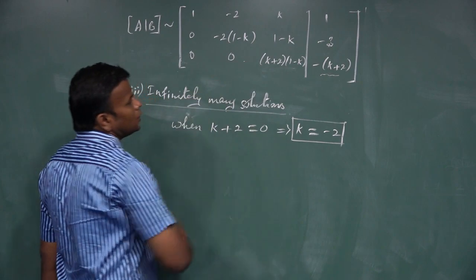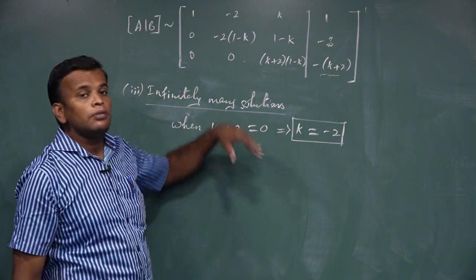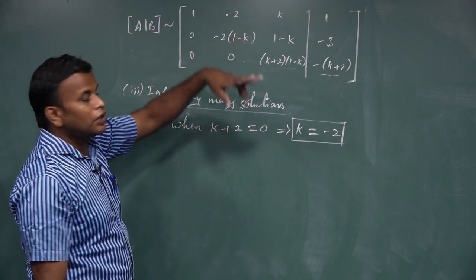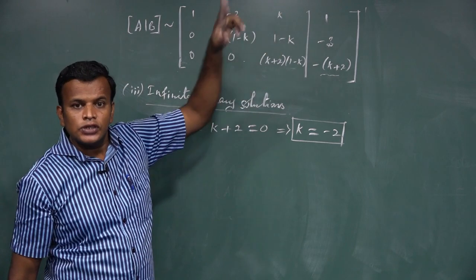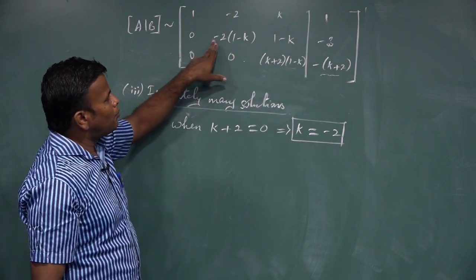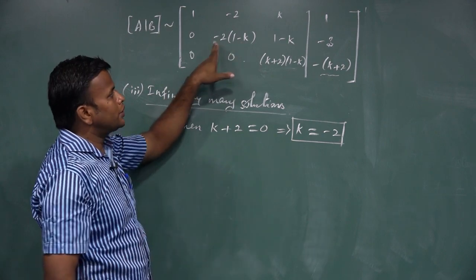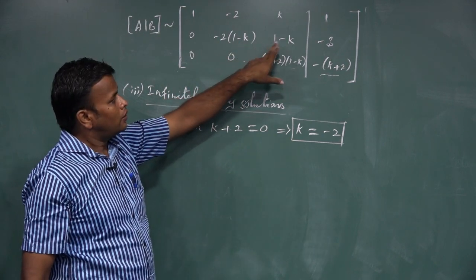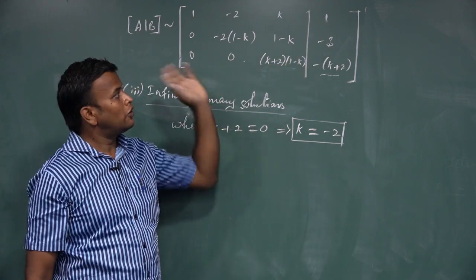So now in augmented matrix form, whenever k is there, I replace k by minus 2. First row becomes 1, minus 2, 1, non-zero row. Second row, 1, minus 2 of 1, minus of minus 2 is plus 2. So all the numbers are non-zero: 1, minus of minus 2, 3, minus 3. So there will be 2 non-zero rows.